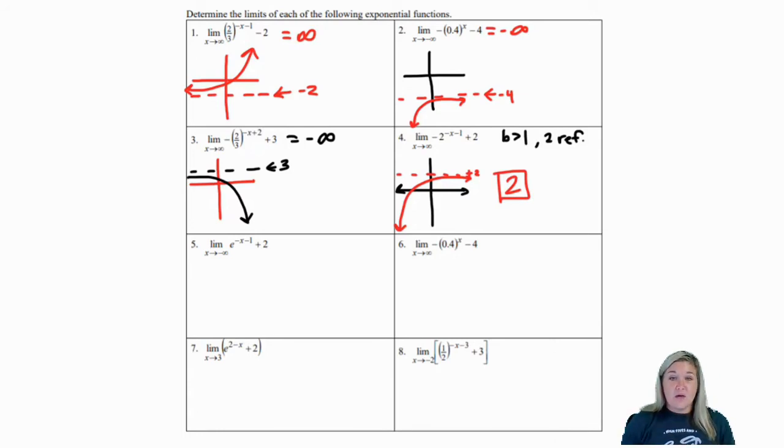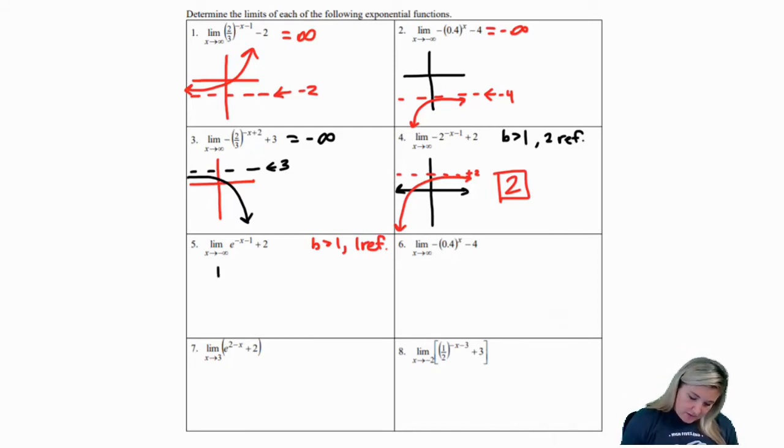All right, so example 5 here, we have the limit as x approaches negative infinity of e raised to the negative x minus 1 plus 2. So for this one, b is greater than 1, and there's 1 reflection because there's 1 negative sign right there. Then minus 1 is what shifts it right or left, and then the plus 2 shifts it up or down.